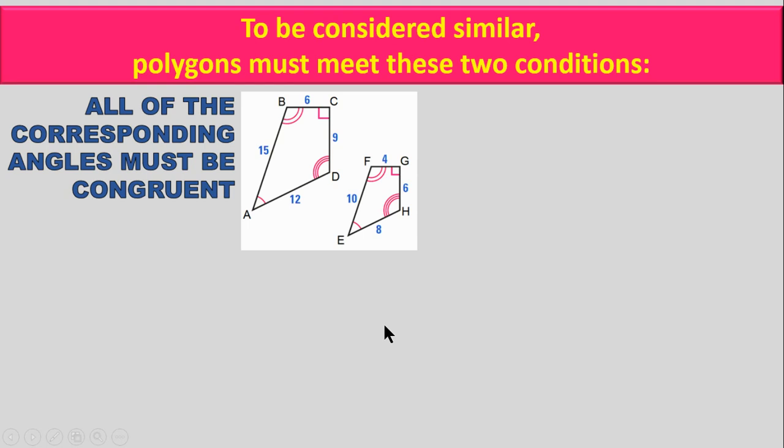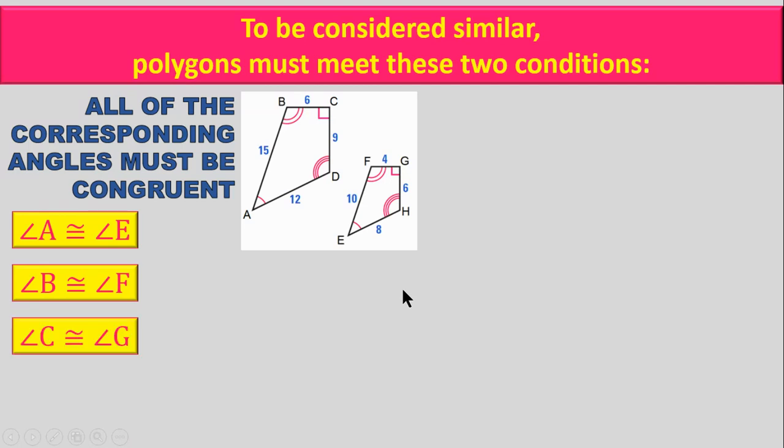The first condition is all of the corresponding angles must be congruent. So we have a picture of two quadrilaterals, and if we compare their corresponding angles, we can see from the picture that all four pairs of corresponding angles are congruent, so this pair of quadrilaterals meets the first condition.